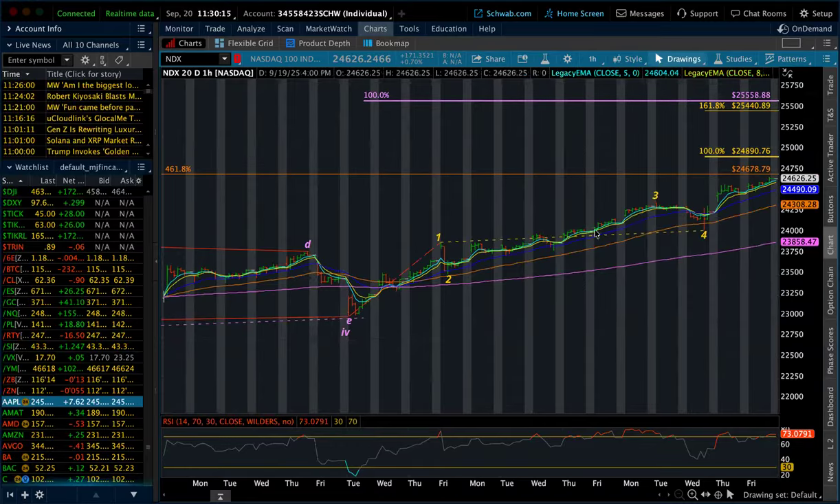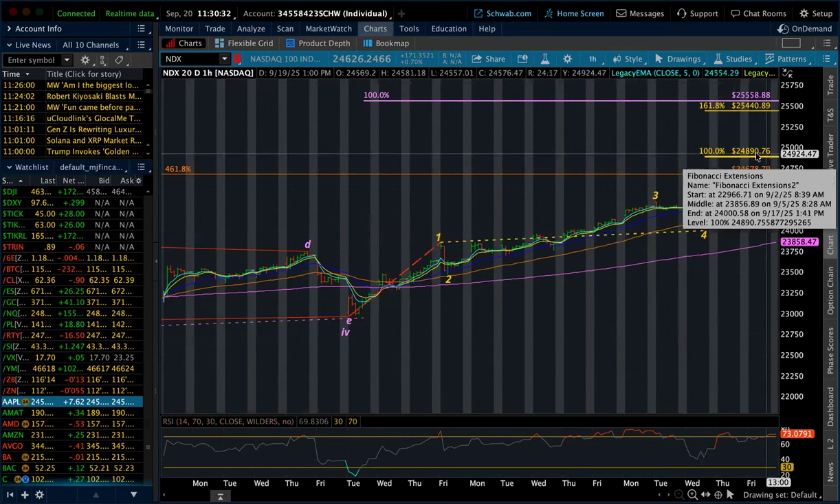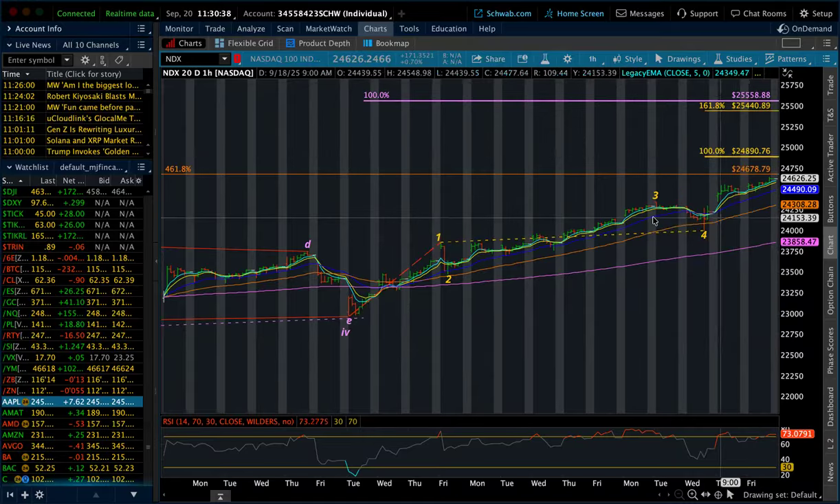And now we've got 1, 2, 3, and 4 complete, and we are looking for that subminuet wave 5. It reaches its possible completion point at 24,891. I'm going to round it up. That would be where this subminuet wave 5 is equal to the subminuet wave 1. That's the most common. Second most common is 1.618.